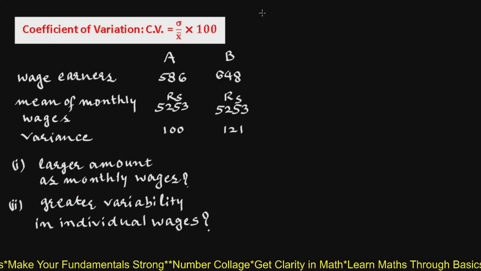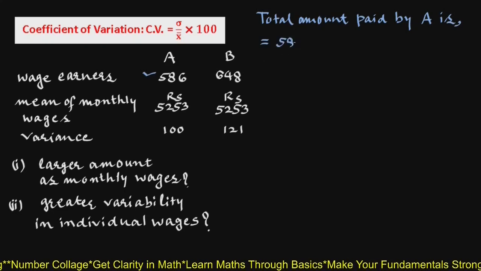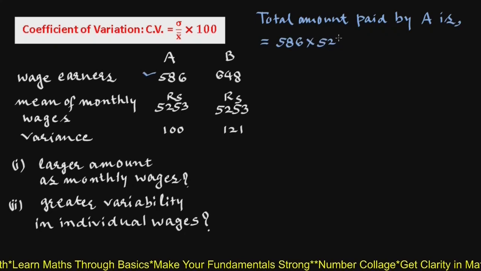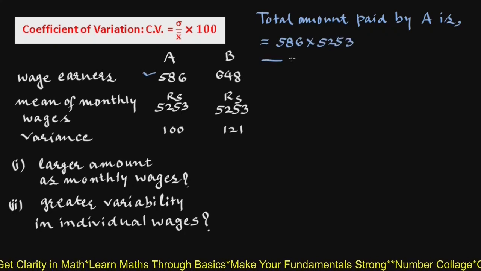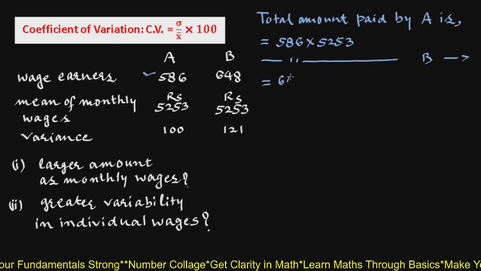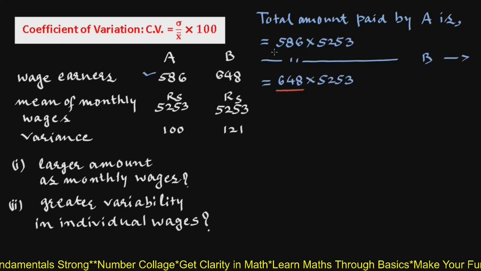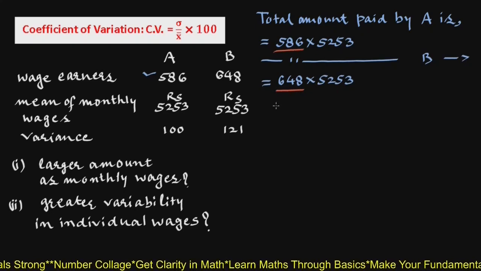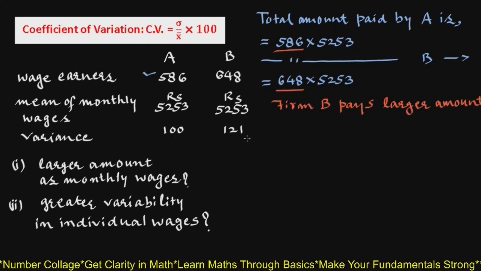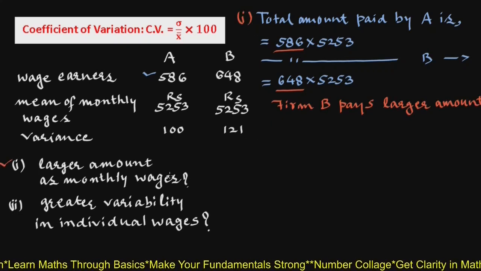Total amount paid by firm A is number of wage earners 586 multiplied by mean of monthly wages 5253, and total amount paid by firm B is 648 into 5253. From 648 and 586 we can say that firm B pays larger amount as monthly wages. So that is the answer to this first question.